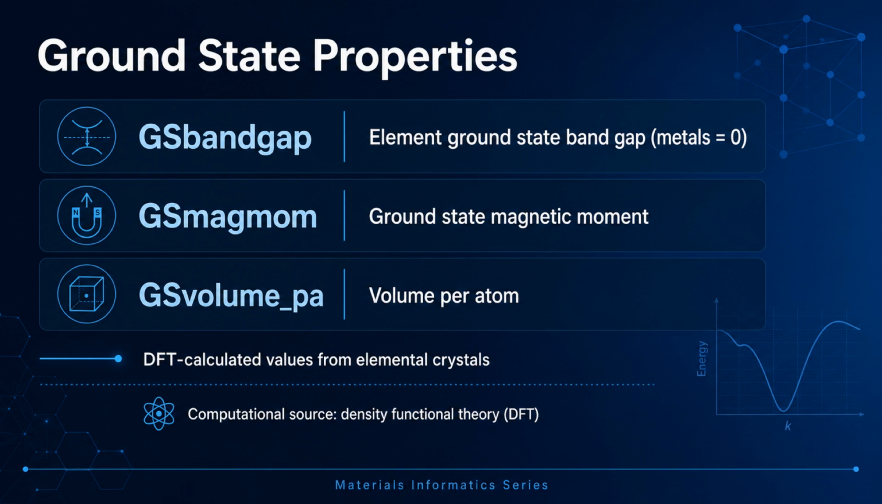G-smagmum captures the magnetic moment, high for ferromagnetic elements like iron, cobalt, and nickel. GS volume Pa is the equilibrium volume per atom. Mode of GS volume can indicate which element type dominates the crystal structure. These DFT-derived values add computational physics insights.